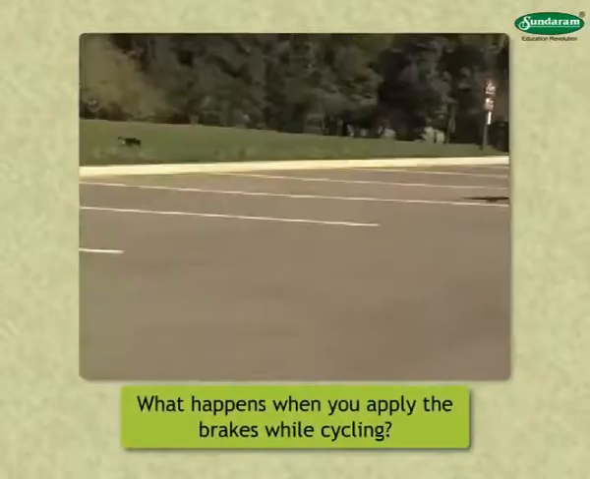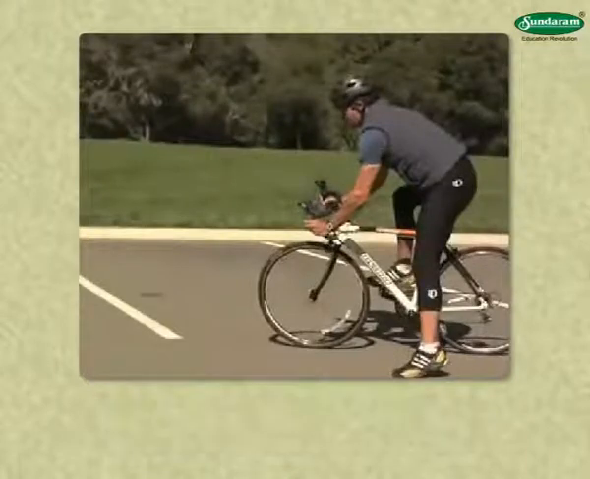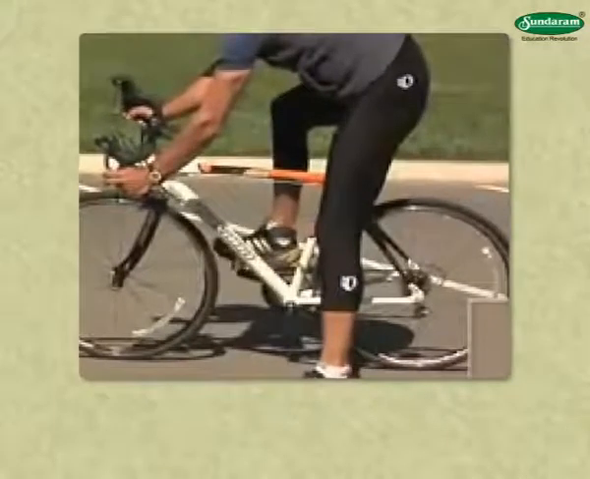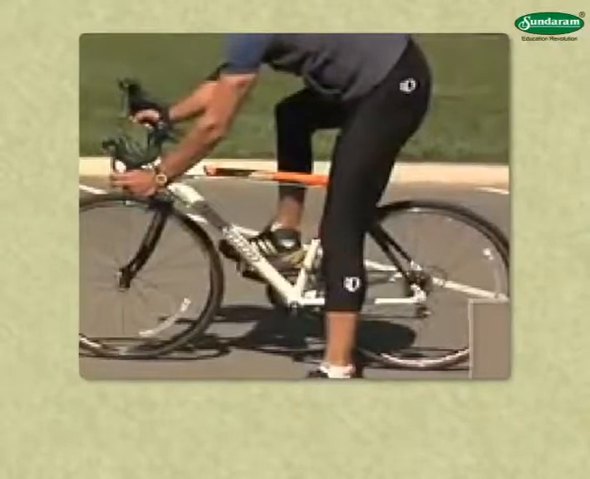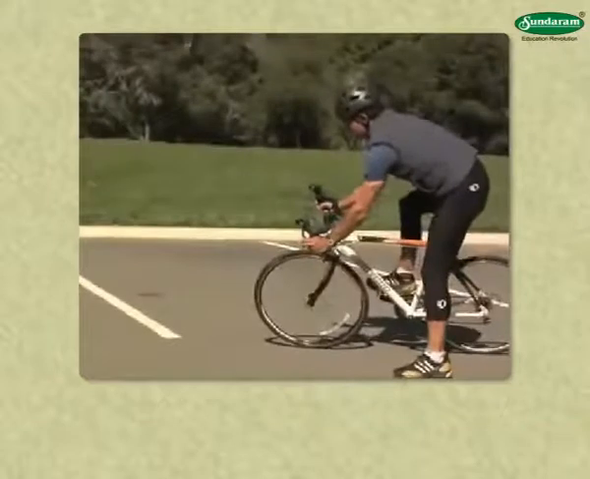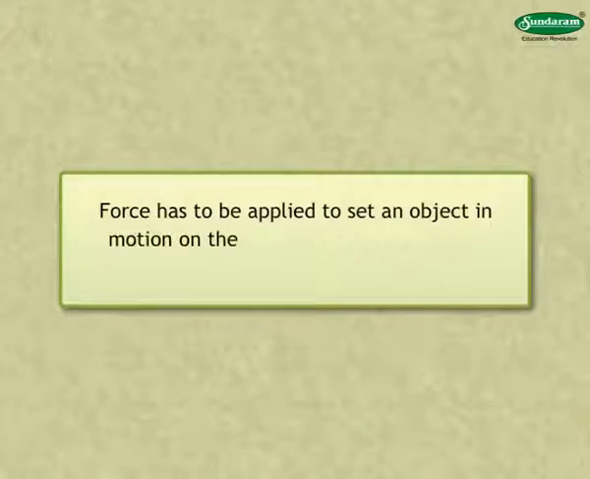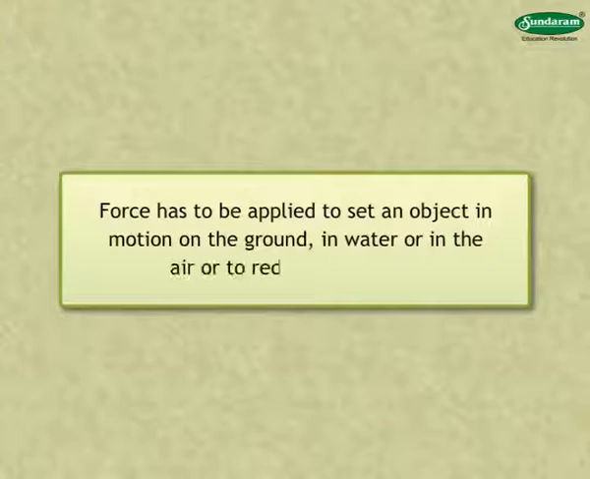What happens when you apply the brakes while cycling? The rubber pads of the brakes rub against the rim of the bicycle wheel. As a result, the bicycle slows down. Force has to be applied to set an object in motion on the ground, in water, or in the air, or to reduce its motion.